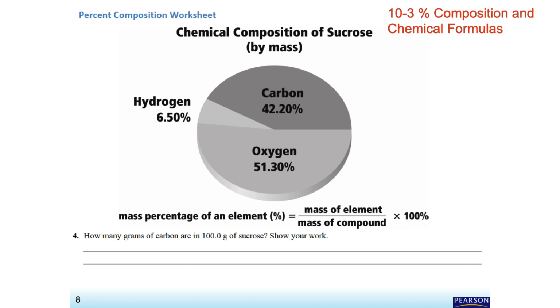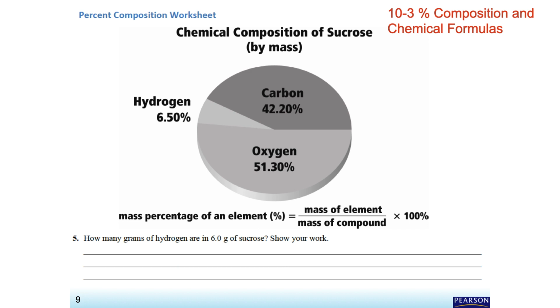How many grams of carbon are in 100 grams of sucrose? Now this one's a little bit easier because if you realize, percentage is per 100. So if I have 100 grams and it's 42.20%, then I'm going to have 42.20 grams.